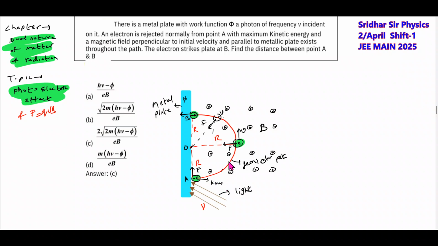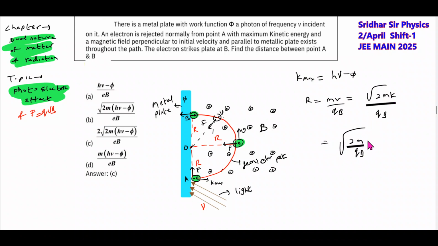First, we'll calculate the kinetic energy. The kinetic energy is given by K max equal to h nu minus phi. Then according to magnetism, r equals mv by qB. This you can also write with 2mK, the momentum we can also write in terms of the kinetic energy by this formula. Then this will be root of 2m by qB, kinetic energy will be h nu minus work function. Then the distance AB is how much? 2r. So this will become 2 times of root 2m over qB.